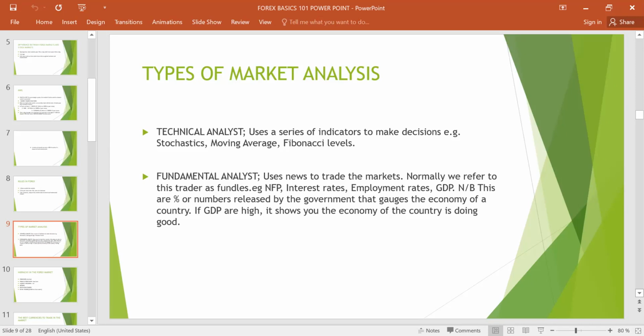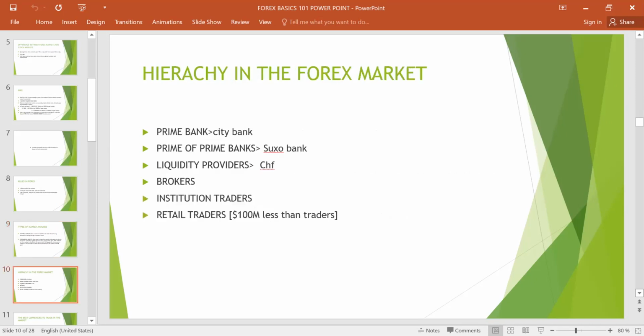So maybe you're trading on GBP/USD and you compare the GDP of the two countries, and you find that maybe the GBP is doing well, then you can buy, compared to once you combine your technicals and fundamentals. So the hierarchy in the Forex market.